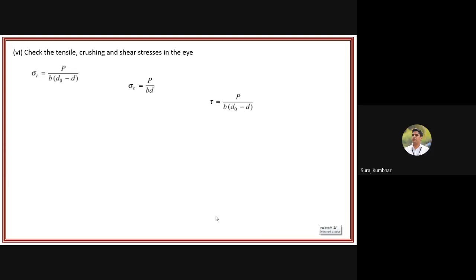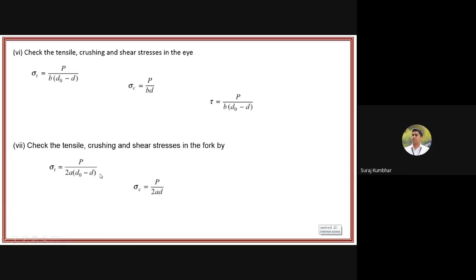Now the same check for the tensile, crushing, and shear stresses in the fork or double eye. Now we will go through the formula. Sigma t in a fork. If you compare to the single eye, here sigma t is equal to P upon 2 into A into (D0 minus D). In case of a single eye, it is B into (D0 minus D), but here it is 2 times A into (D0 minus D). So this is for the tensile stress in the fork.